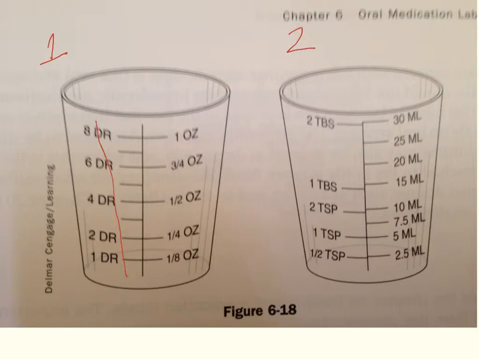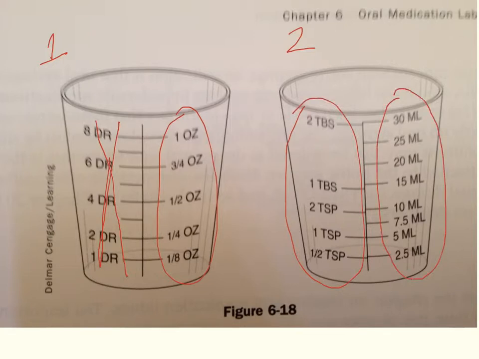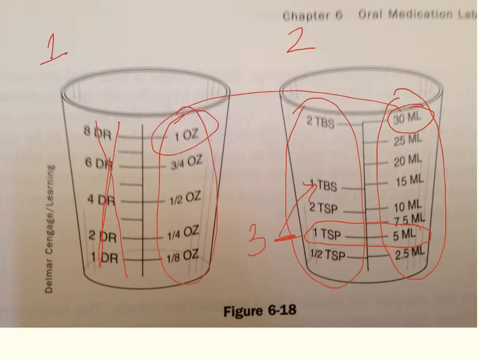You don't have to worry about drams. We haven't seen anything measured by drams in a long time. You will see things measured by ounces, by teaspoons, occasionally tablespoons, and you will see things measured by milliliters. Probably key for you to remember so that you can do your calculations for oral elixirs is that 1 teaspoon is equal to 5 milliliters, and 30 milliliters is equal to 1 ounce. And if you know those 2 things, and if you know how many teaspoons are in a tablespoon, which is 3 teaspoons in 1 tablespoon, then you can calculate almost any oral dosage you might come across.